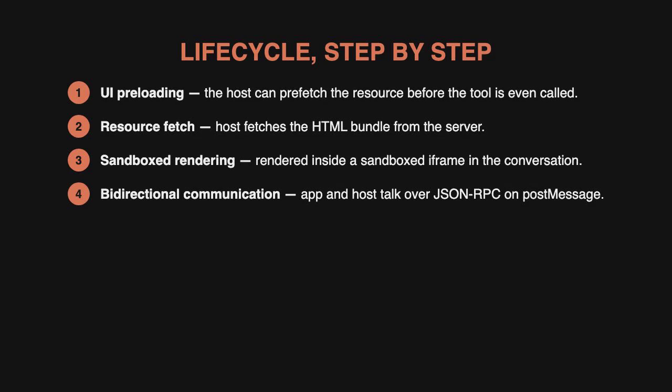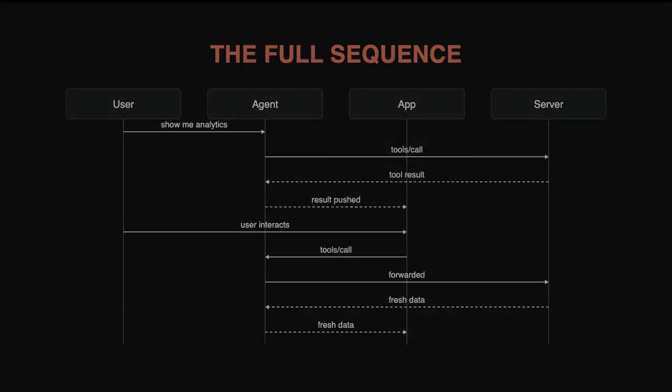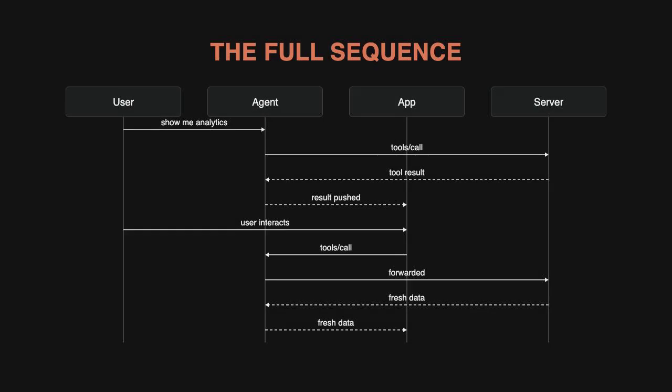There are 4 steps. First, UI preloading. Because the tool description already names the resource, the host can prefetch it before the tool is even called. Second, resource fetch. The host pulls the HTML bundle from the server. Third, sandboxed rendering. That HTML goes into a sandboxed iframe right in the conversation. And fourth, bidirectional communication. The app and the host talk over a JSON-RPC dialect of MCP carried on postMessage.